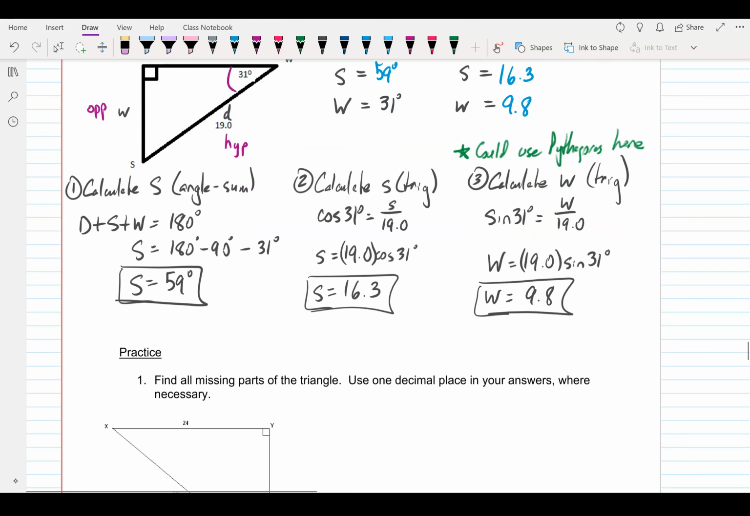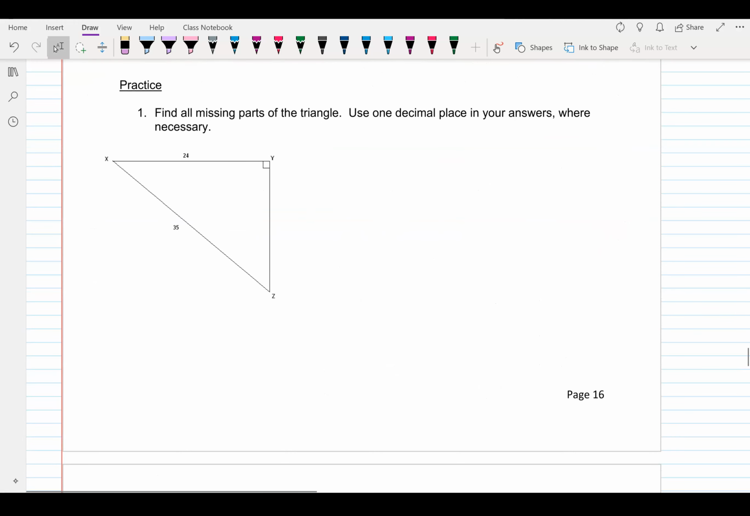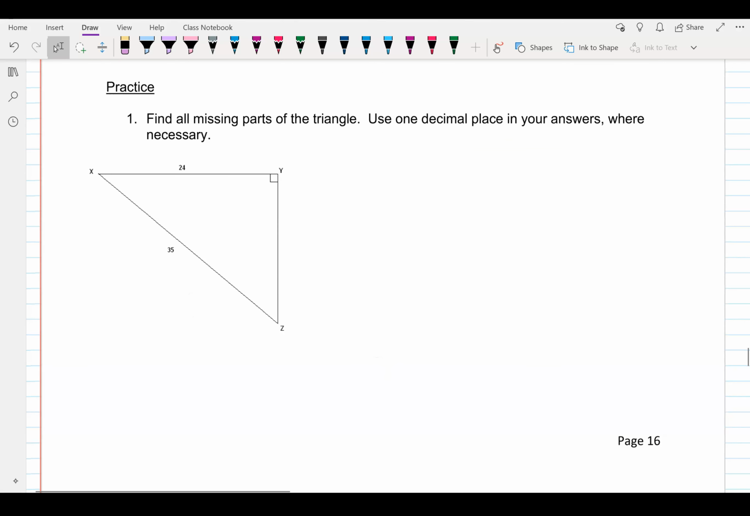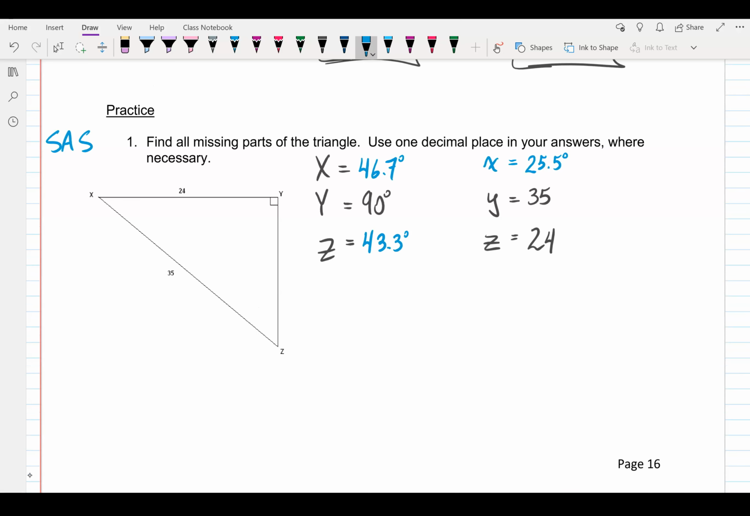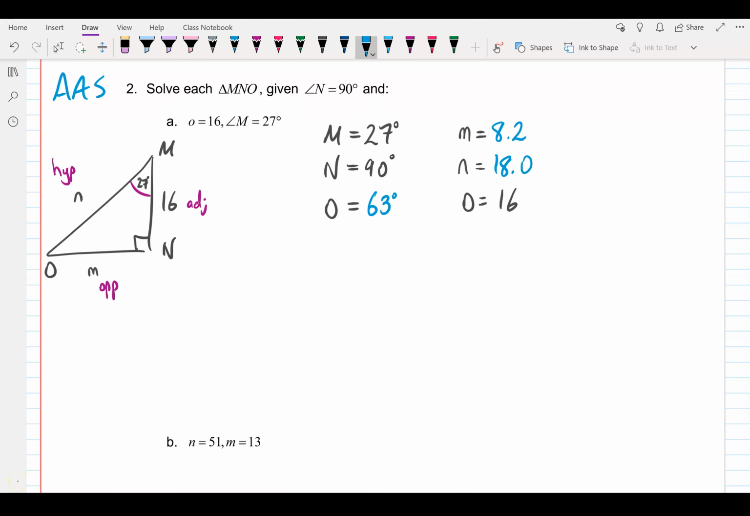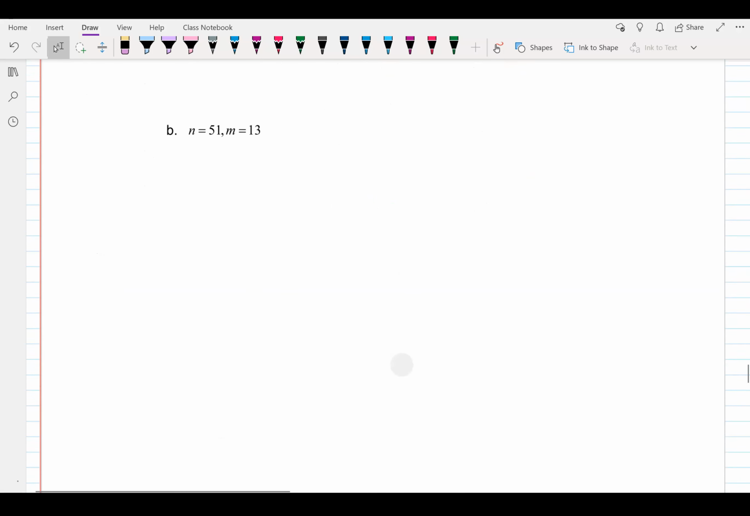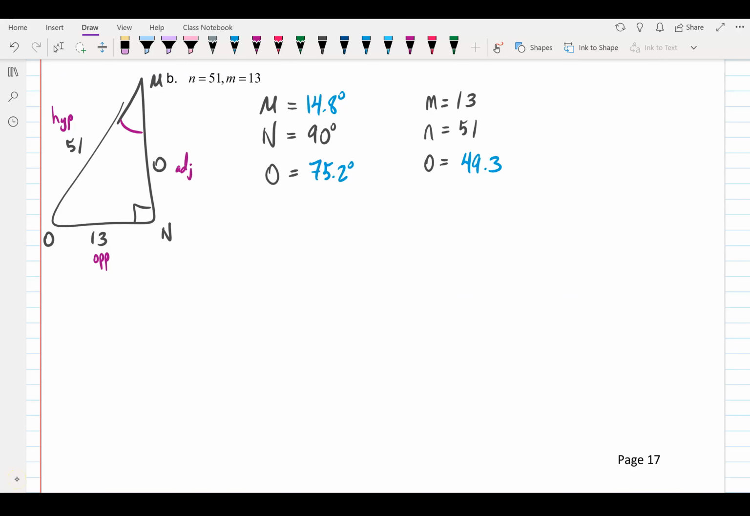All right, the rest of the practice is for you to do. I will put the answers here, work through it, see if you can get it. These are my answers for question 1. For question 2, these are the answers that you should get. You can pause it here. And for question B, these are the answers that you should get for this one.